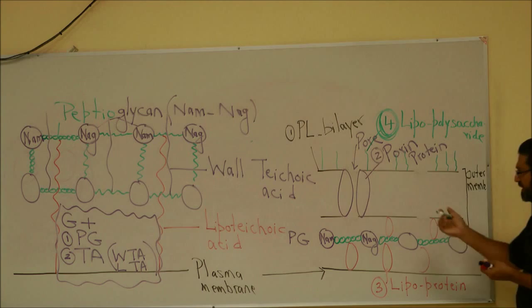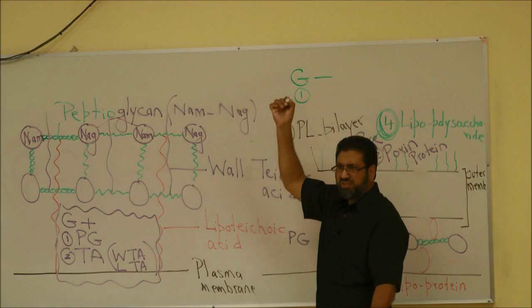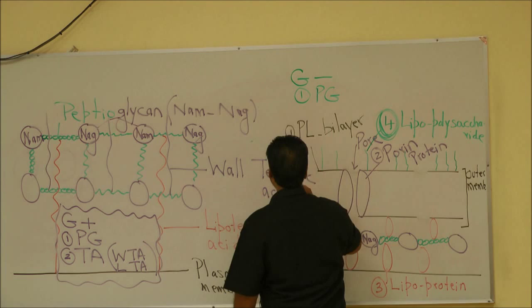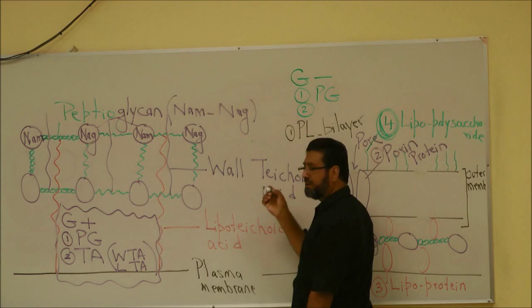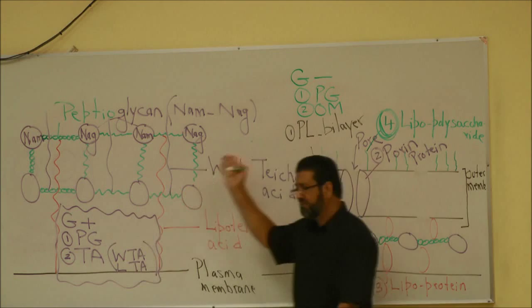Gram-negative cell wall is also made up of two things only. Number one is what? PG, just like gram-positive. PG. And what is the second one? Outer membrane. That's it. Two things. Like gram-positive is made up of two things: peptidoglycan and teichoic acid. Remember, gram-negative has no teichoic acid. Instead, it has outer membrane.